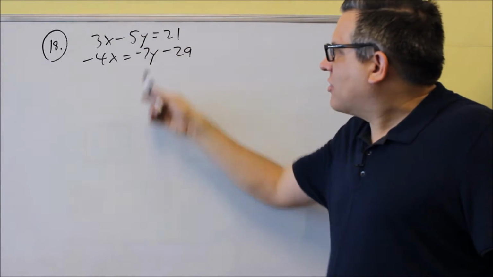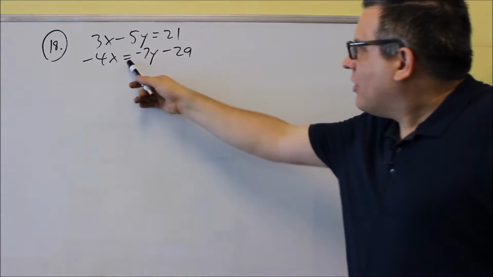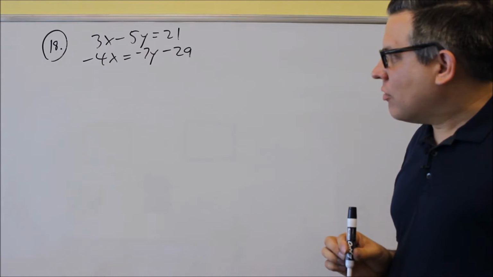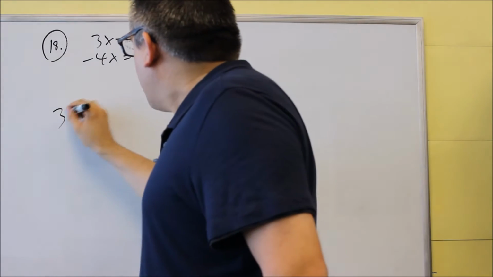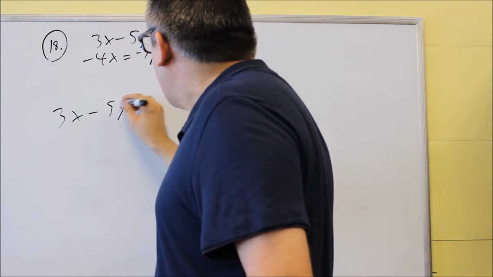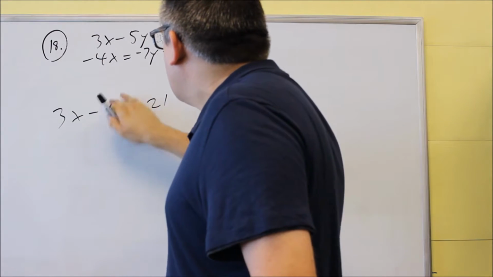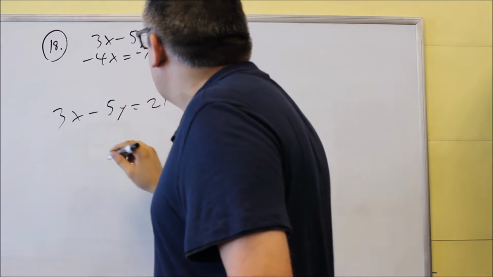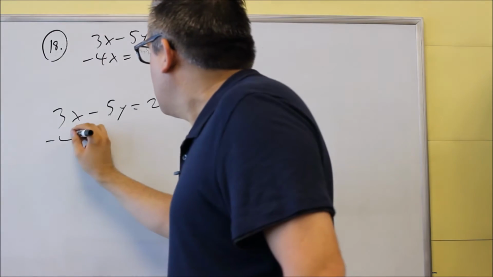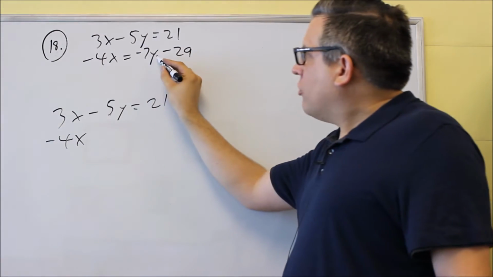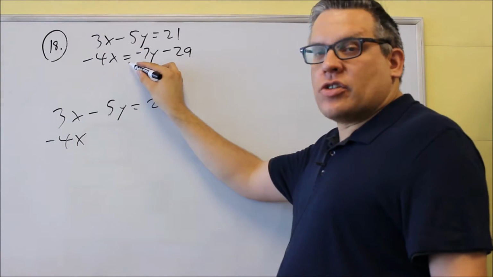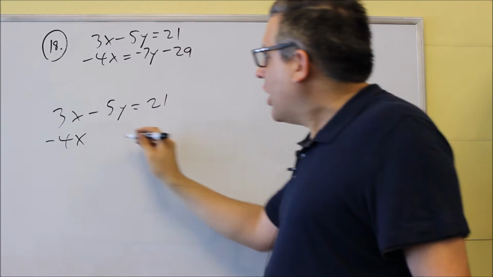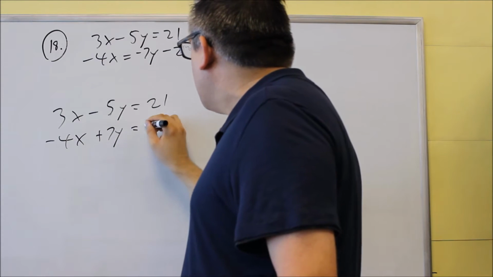Even though the x's and the y's are lined up here, the equal sign is not. So instead, the first equation, I'm just going to leave the way it is. And I'm going to take the second equation, and I'm going to add this across the equal sign. If I move this across the equal sign, it's going to become positive.